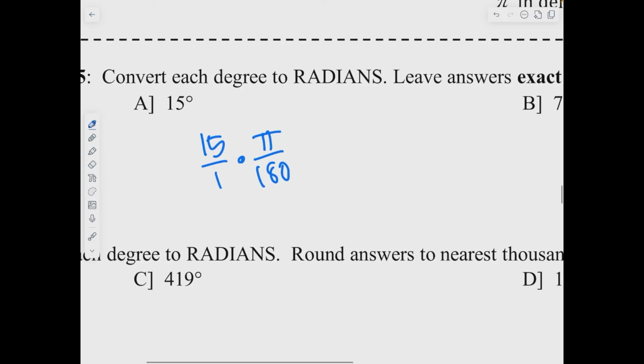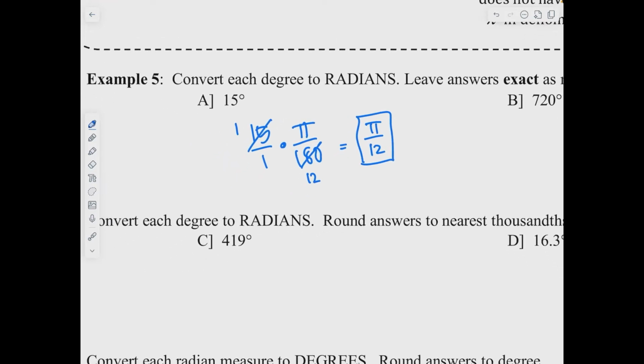At this point, you can reduce. So if I reduce, I can reduce by a factor of, let me grab a calculator to make sure we're doing this right. So if I take 180, I will check to see if it's a multiple. So 180 divided by 15, it is. So if I reduce by 15, 15 goes into 15 once, 15 goes into 180 12 times. So I'm left with pi over 12. And that would be my equivalent value.